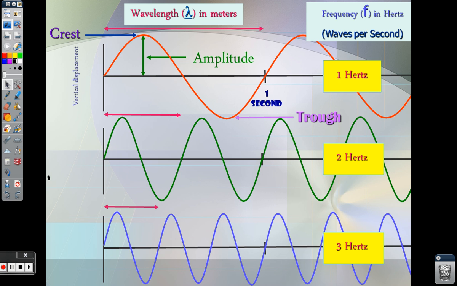Now, looking at the relationship between frequency and wavelength, what is happening to our wavelength? It gets smaller at each progressive one. The smaller the wavelength, the bigger the hertz, the bigger the frequency. So what is our relationship between frequency and wavelength? Inversely proportional. Write that down. Frequency and wavelength are inversely proportional.